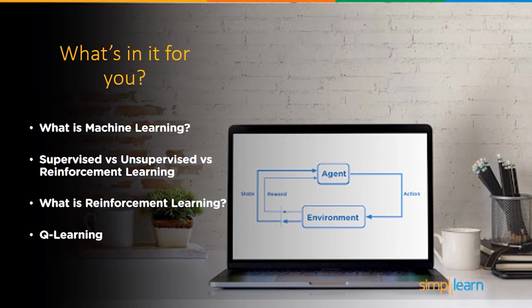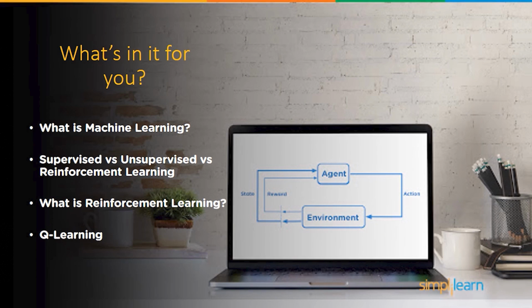In this full course, we will begin with the basics and end up an expert. We will first answer the question, what is machine learning for you? Then, we will look into the sub-branches of machine learning, which are supervised, unsupervised, and reinforcement learning. Following this, we will delve into what is reinforcement learning, and finally we will look at Q-learning, a type of reinforcement learning.